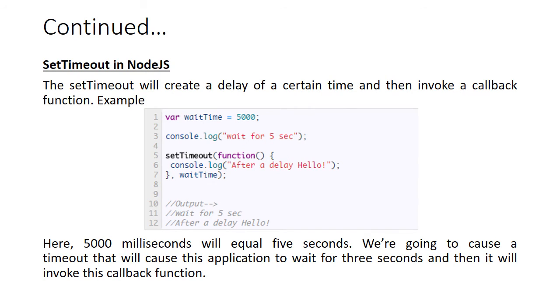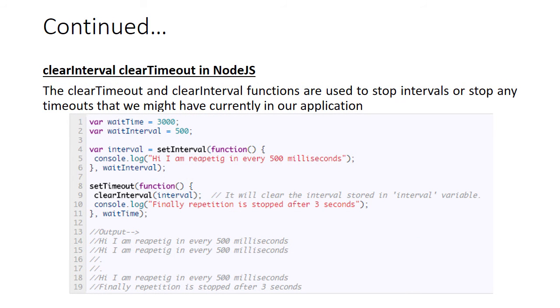setTimeout in Node.js. The setTimeout will create a delay of a certain time and then invoke a function. Example. See the output of the below code. Here, 5000 milliseconds equals 5 seconds. We're going to cause a timeout that will make this application wait for 3 seconds, and then it will invoke this callback function.